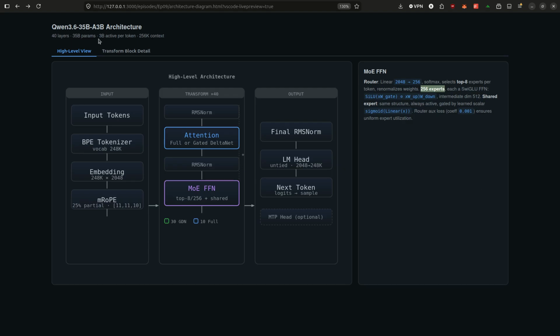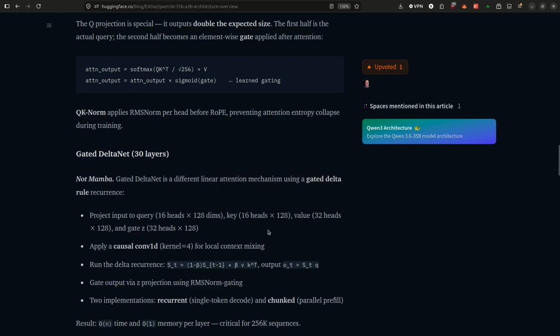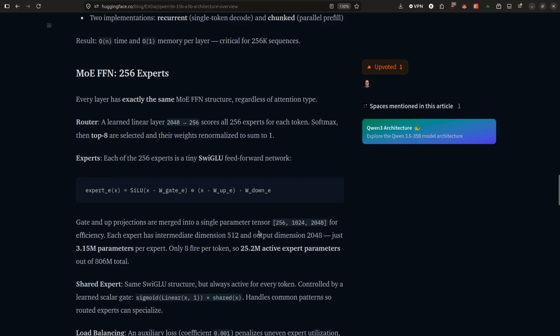This is how it achieves the A3B. It doesn't run it through all 256 experts. Your model is split into 256 experts. At any given time, only 8 of those experts are active. And this is how you get a mixture of experts model. Okay? This is detailed over here.